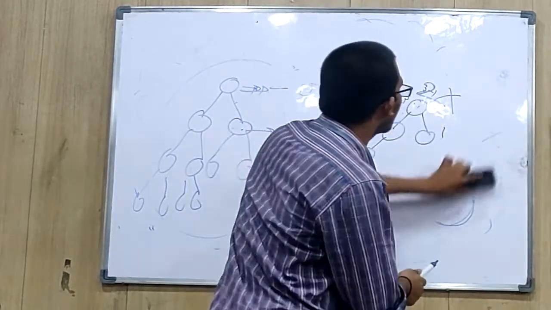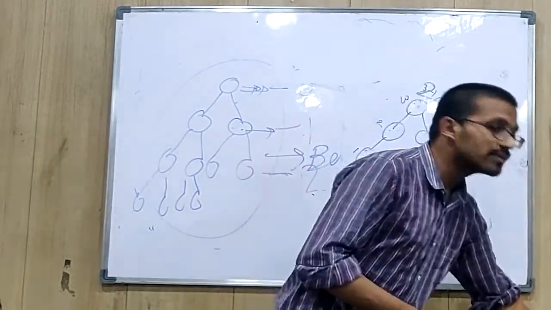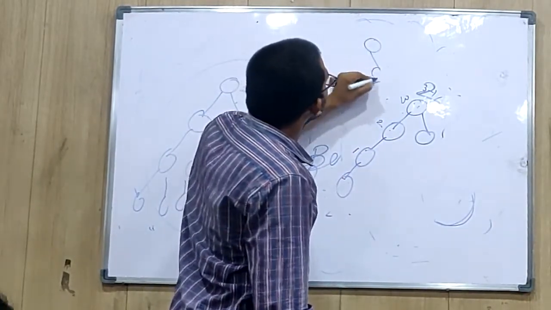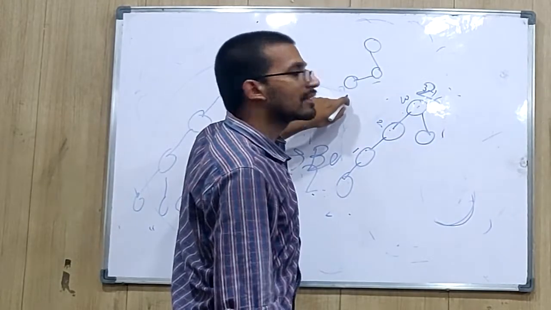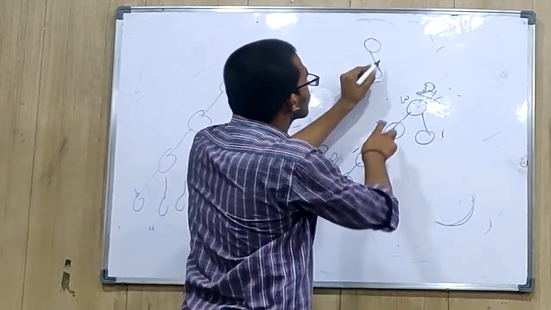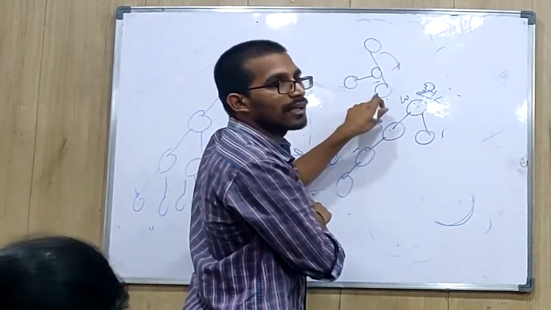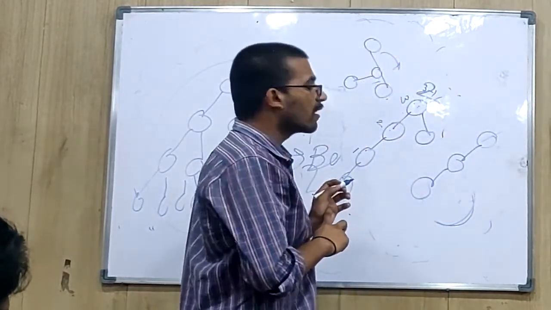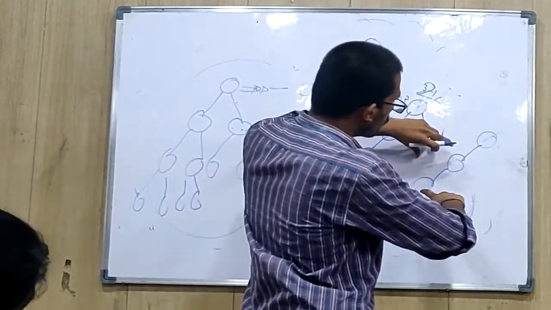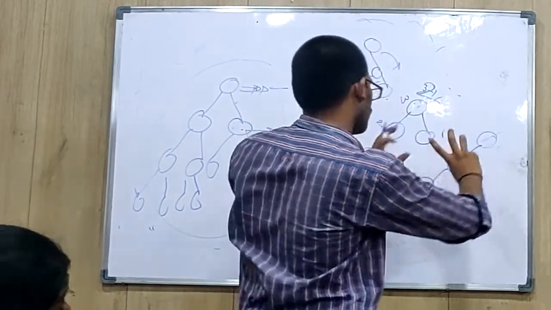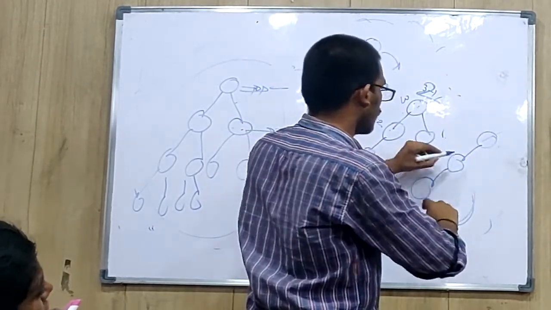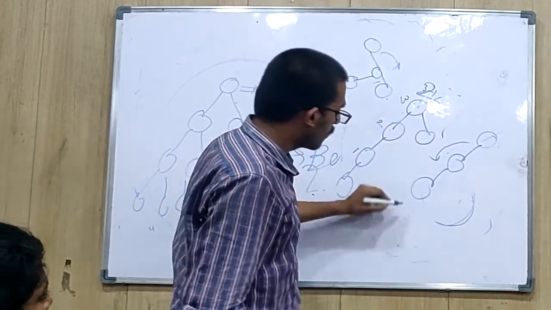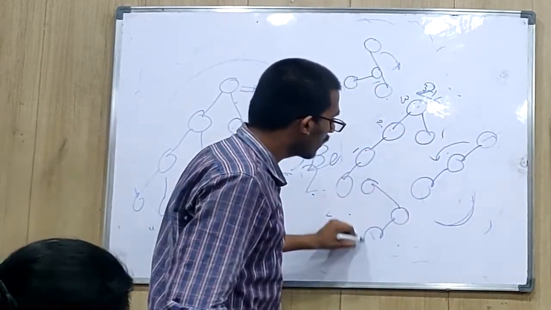How can we balance? In order to balance, we have some functionalities. If the tree is like this, we can rotate it and it will become like this. And if the tree is like this, we want to rotate it like this, so it becomes like this.